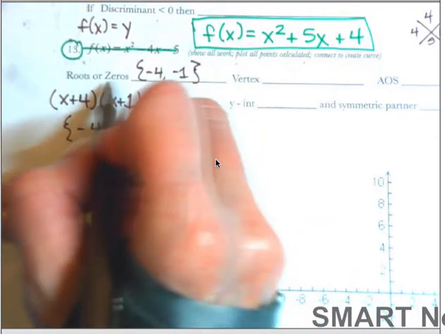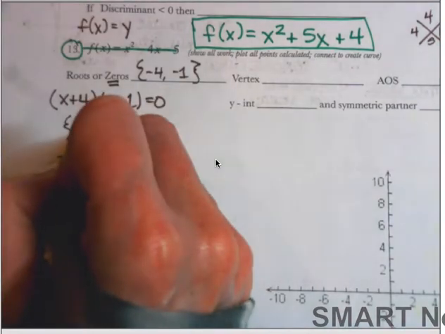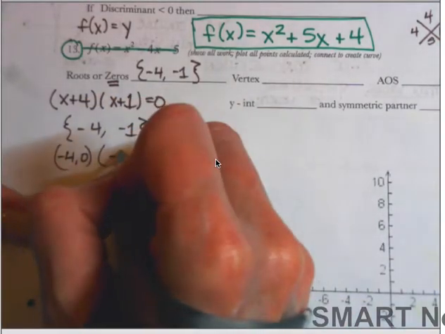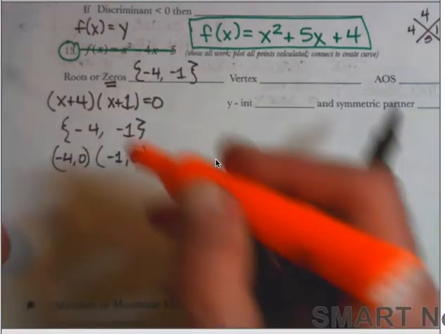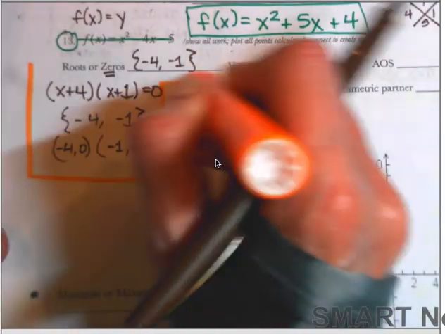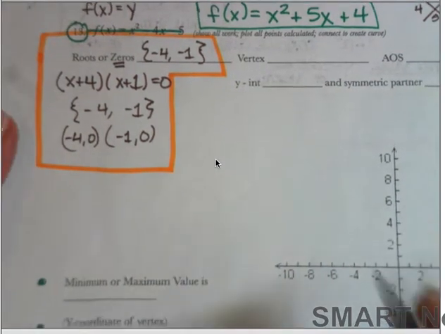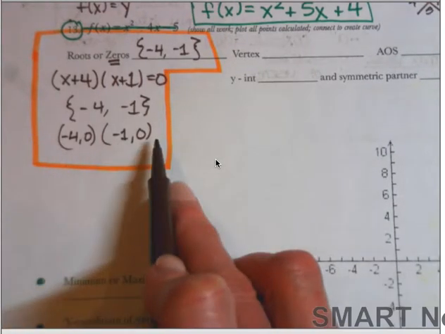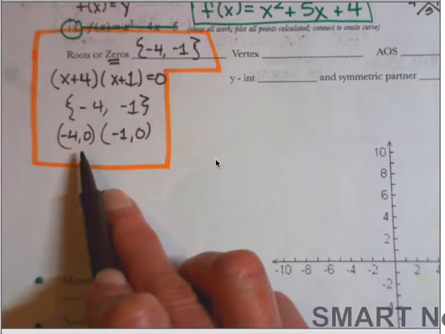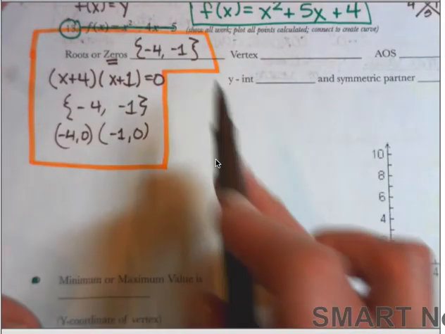So -4, -1 in the braces, and notice that with zeros, it's implied that this would be the ordered pair -4, 0, coupled with the ordered pair -1, 0. So all of this is implied or assumed in the terminology right here. Just by stating that it is a root or a zero, you're now assuming that it's associated with the ordered pair where the y coordinate is 0, creating points that would sit directly on the x-axis.